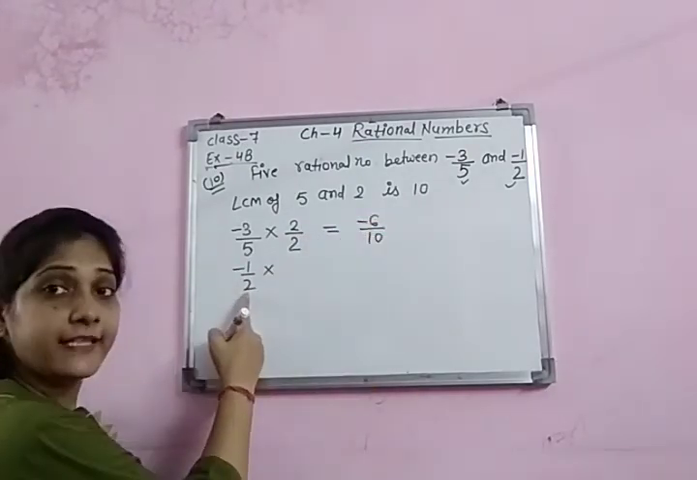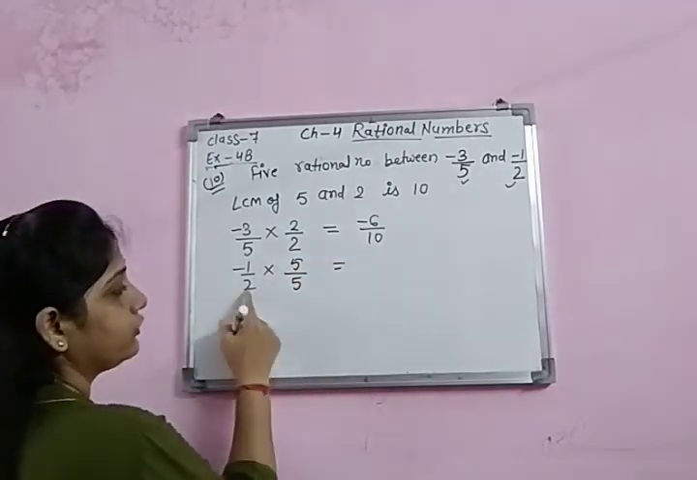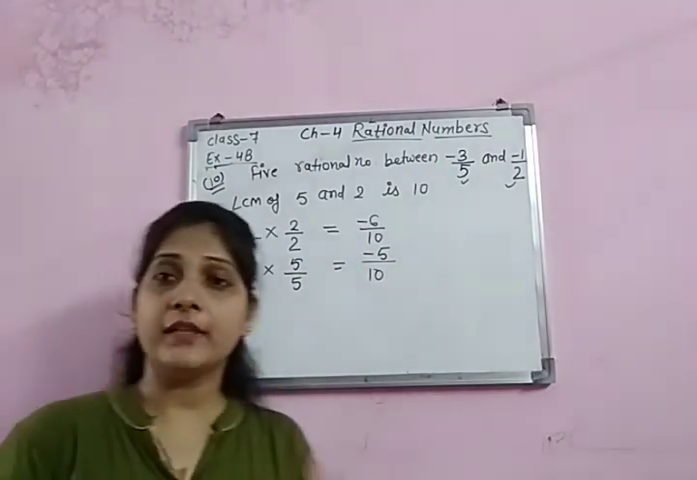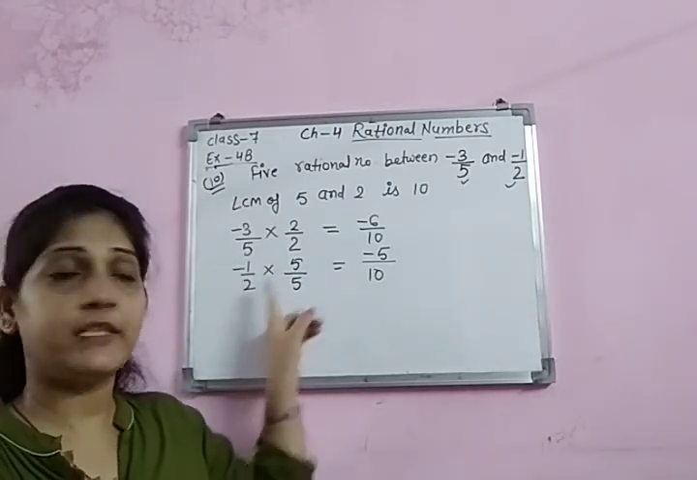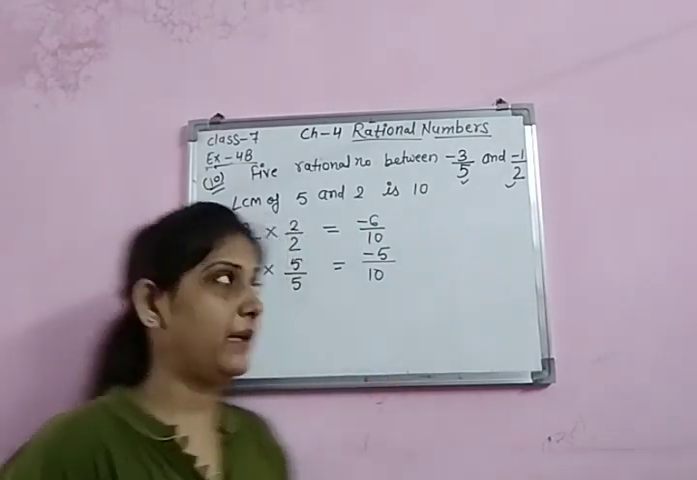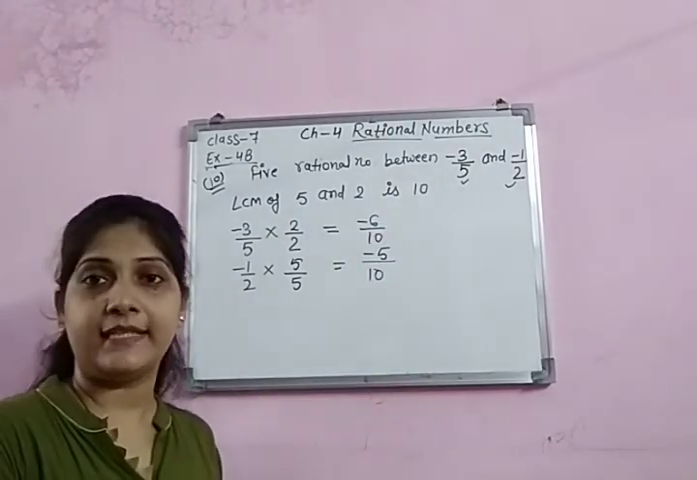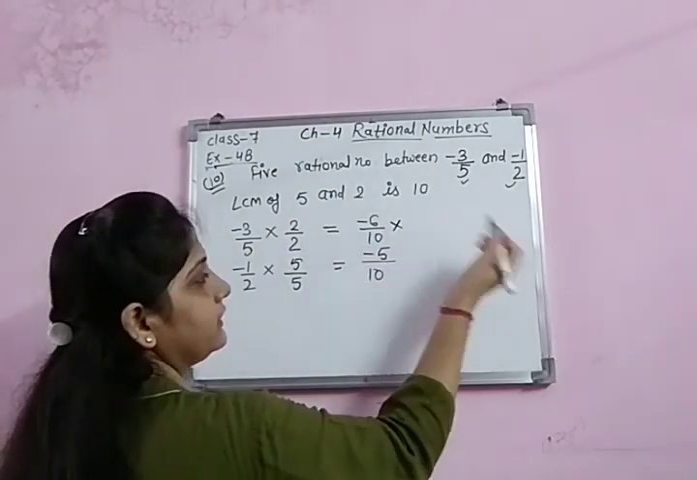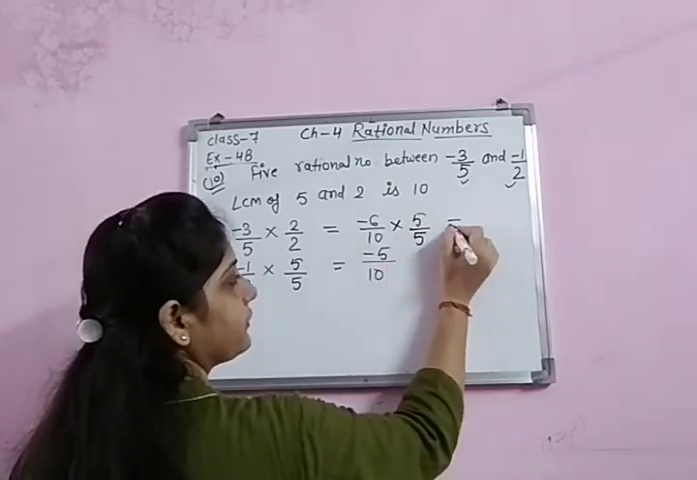And to make the other one, there is 2. How to make it 10? Multiplying with 5. So 2 5s give us 10, and minus 5 is the numerator. So first take out the LCM of the denominators, then make their denominators equal to the LCM. Now between minus 6 and minus 5 there is no number that exists. We want 5. So let us multiply with a bigger number. I am taking 5. I think it's sufficient.